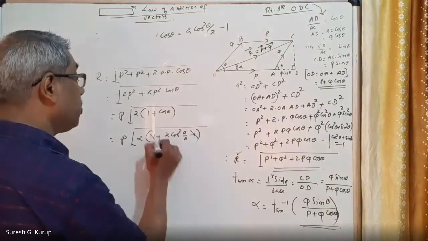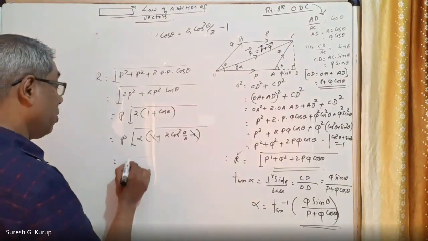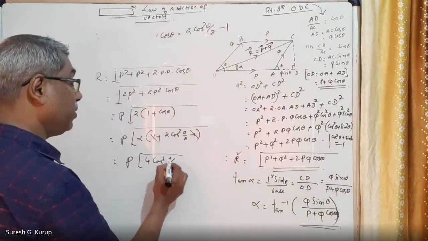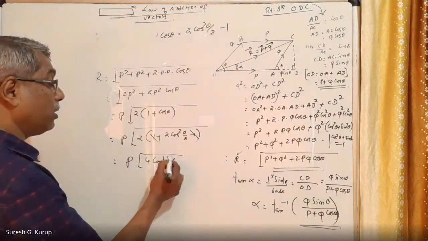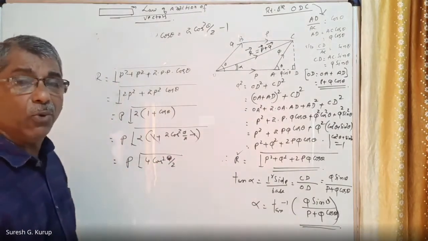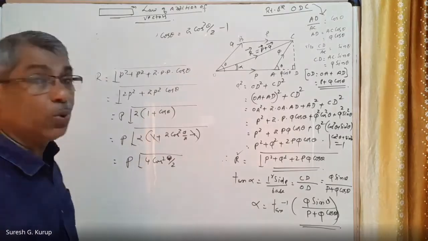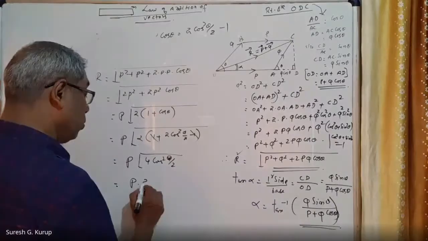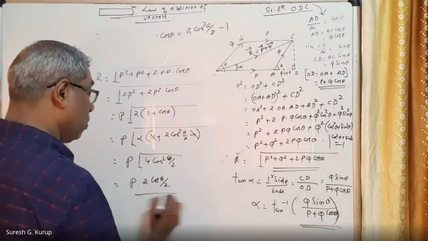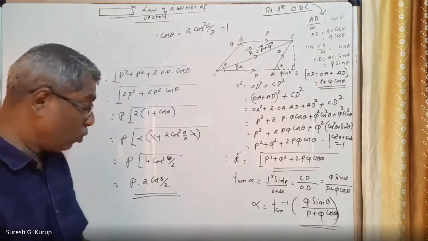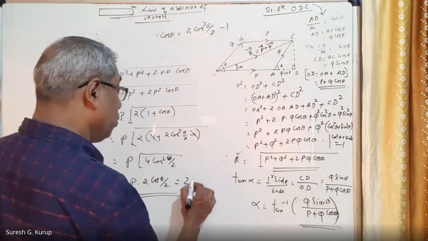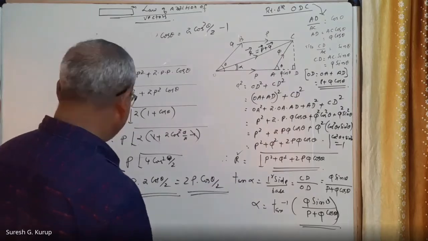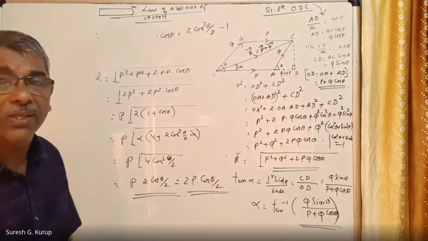This minus 1 and this plus 1 cancel. You will get P into square root of 2 into 2, which is 4 cos square theta by 2. The root of 4 cos square theta by 2 is 2 cos theta by 2. Therefore, this is equal to P into 2 cos theta by 2, so 2P cos theta by 2. So this is the resultant of the two vectors.